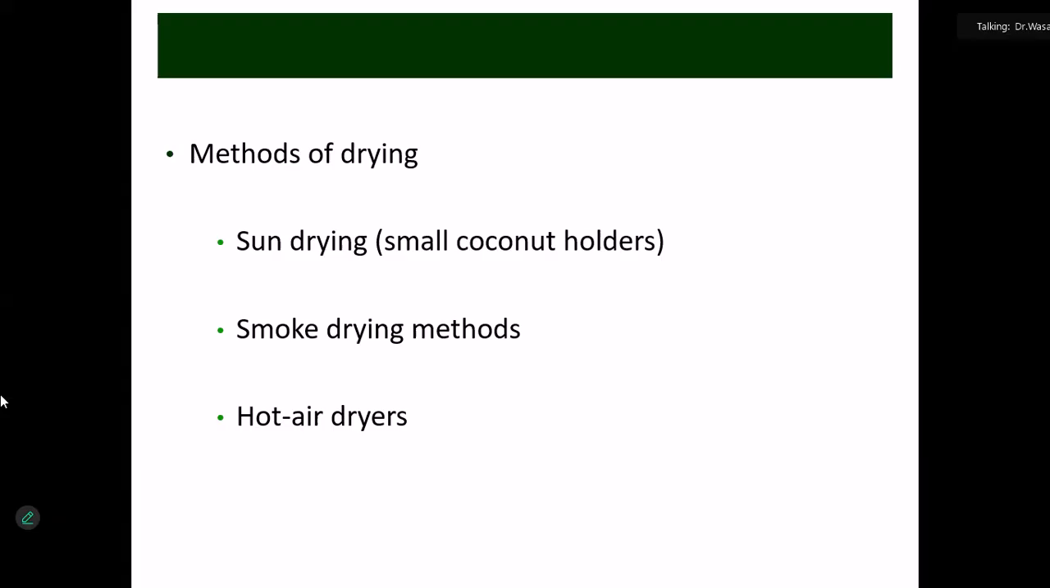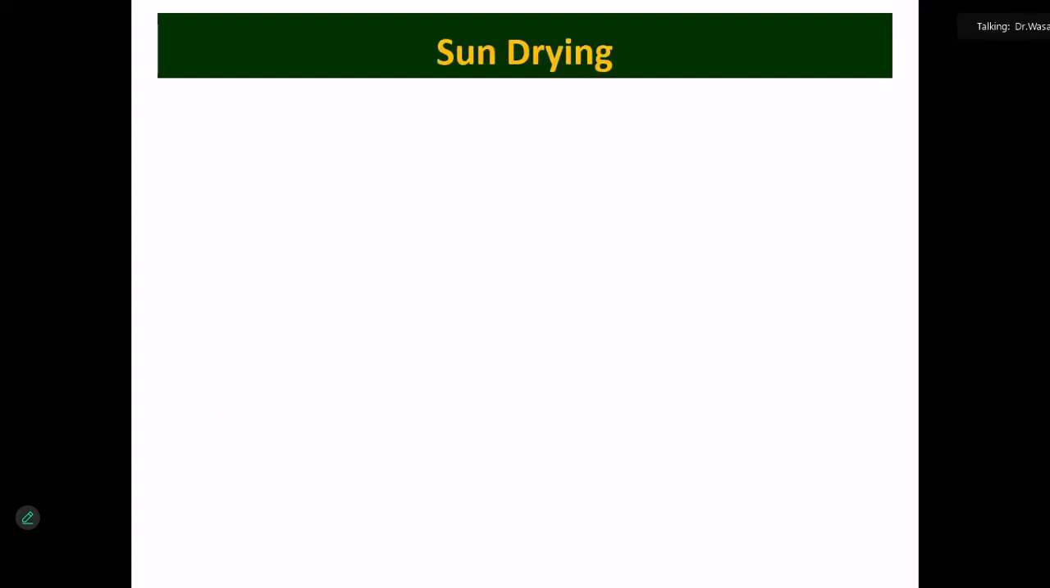On a small scale, you are doing sun drying. On the commercial scale, we are doing smoke drying. On an advanced scale, hot air dryers, but that's expensive. Normally in Sri Lanka, commercially we are doing smoke drying. On a small, domestic scale, we are doing sun drying. Now please see one by one. Sun drying.